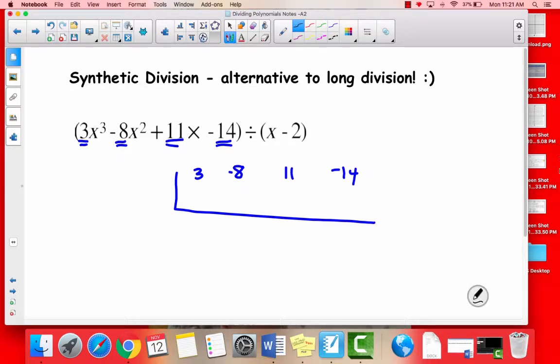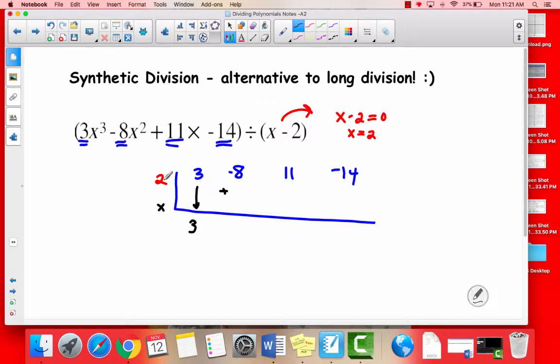And then what we're going to do is take the divisor, so this here, and we're going to set that equal to 0. So x minus 2 equals 0, and we're going to solve for x. So I'm going to add 2 over and get x is equal to +2. That number is going to go on the outside of my box. Okay, and now what we're going to do is use these numbers to do our division. So the very first step is to bring down the first number. So step 1, bring down your front number and put it underneath. And then from here on out, it's multiplication and addition.